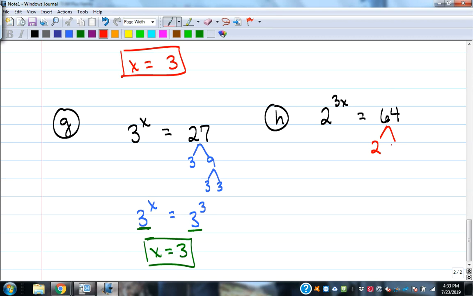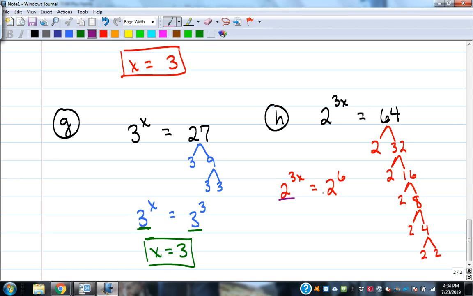2 goes into 64 32 times, and 2 goes into 32 16 times. 2 goes into 16 8 times. 2 goes into 8 4 times, and 4 breaks down into 2 times 2. So there's 1, 2, 3, 4, 5, 6 2s that are there. Okay, so that means that my equation can be written like this: 2 to the 3x equals 2 to the 6th.